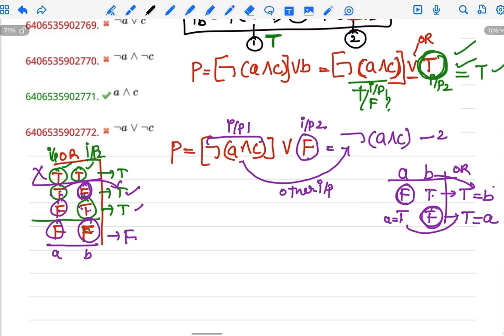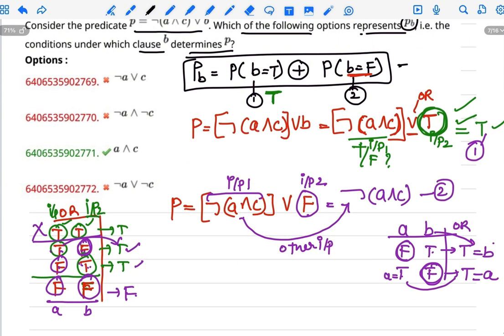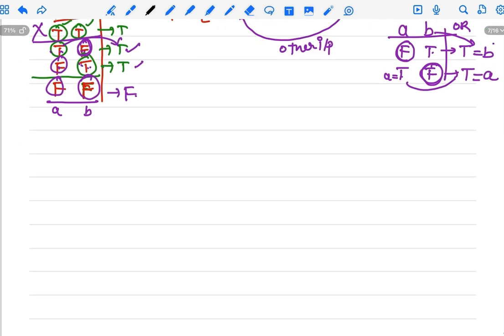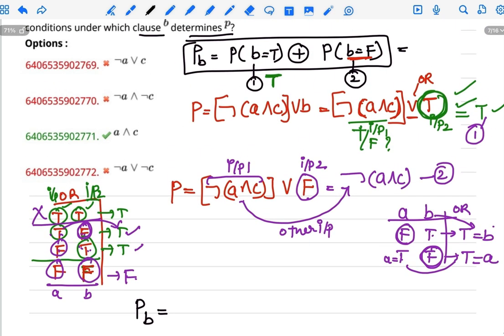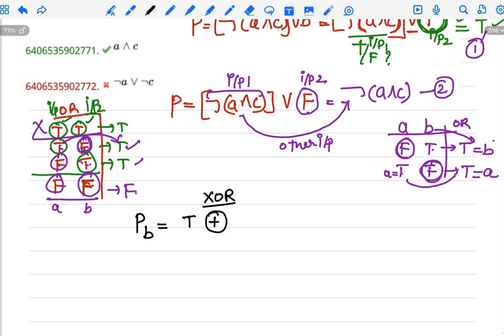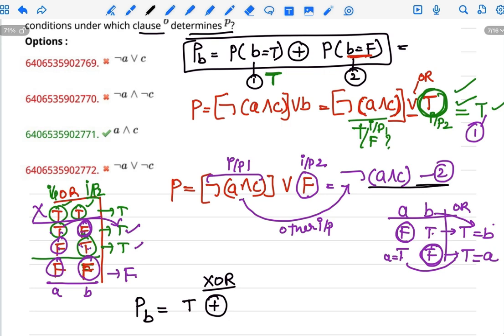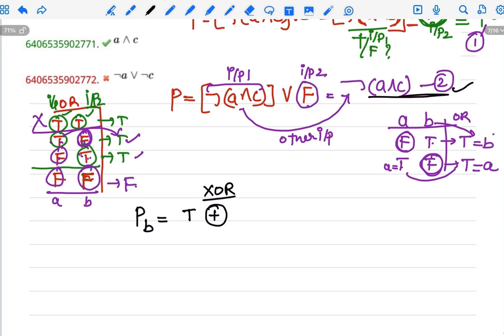This is the second result, and this is the first result. So in this equation, P_B equals the first result, which is true, XOR operation, or you can call it XOR, with the second result, which is not of (A and C).